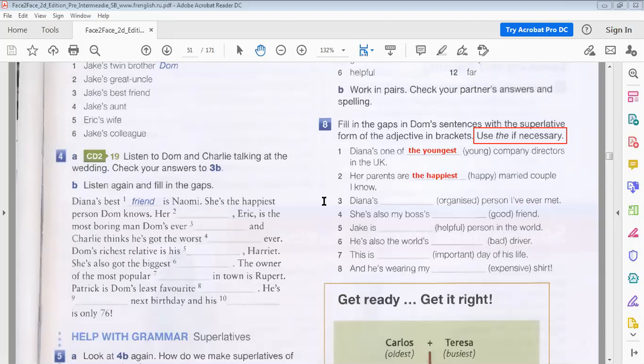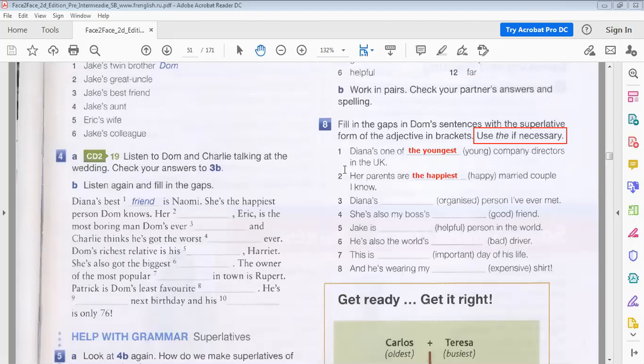Most youngest. Okay. Most organized. Diana has most organized. Okay, good. Do we use the or without the? Without the. Why? Because possessive S. Okay, is this possessive S or is it has or is it verb to be is?